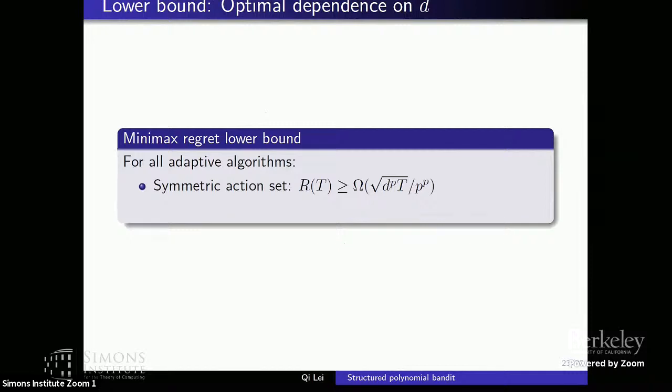For the symmetric action set, we show that among all adaptive algorithms, the regret is at least lower bounded by square root of d to the p power times t over p to the p power. So if we think about p, the degree of the polynomial, to be constant, then this matches our upper bound. For asymmetric action set, it is lower bounded by omega of square root of d to the p power times t. So the dependence on d matches our upper bound again.